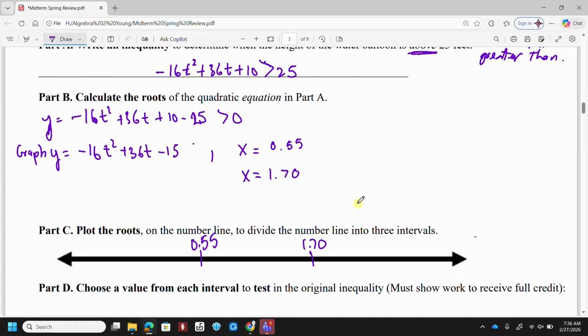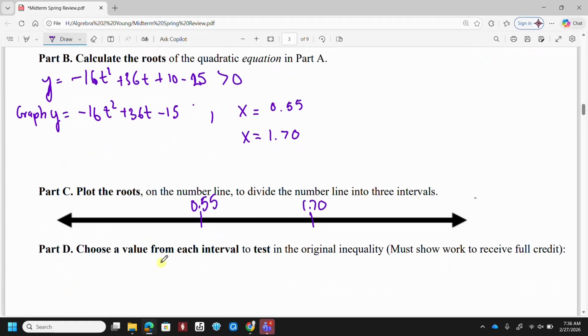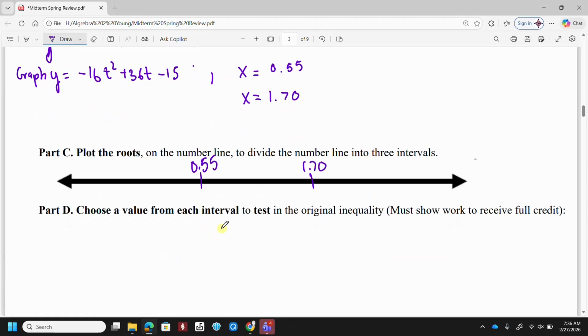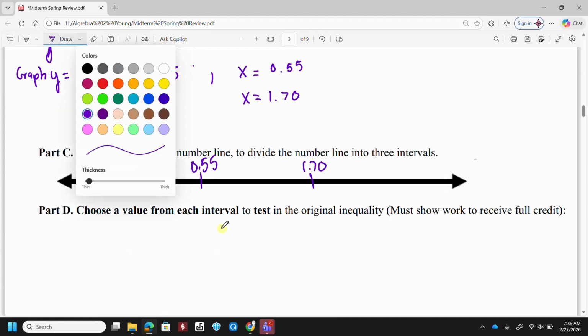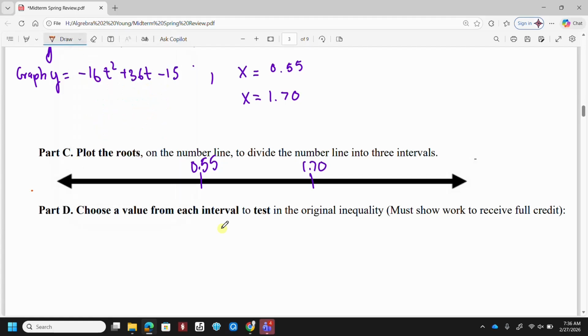Now we want to test it out to do part B. What do I mean by test it out? Let's start with the left side. You just pick a number over here, smaller than 0.55. You can pick x equal to 0, or t equal to 0. This is t, which means the same. They say t, so you can say t is 0. Then you're going to plug in.